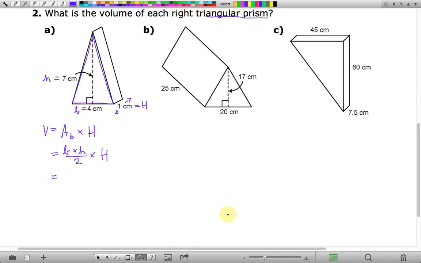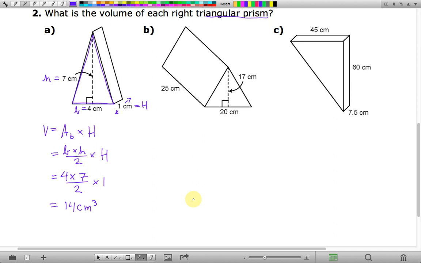Now that we know where everything is, we can plug those numbers in. 4 times 7 and divided by 2, and then multiply by the height of the prism, which is 1. 4 times 7 is 28. If you divide that by 2, you get 14. Times 1 is 14, and that's in cubic centimeters.